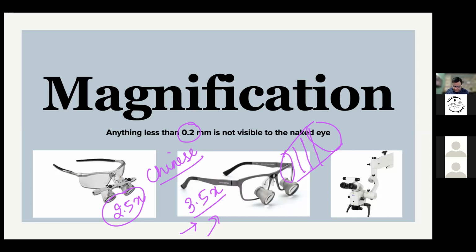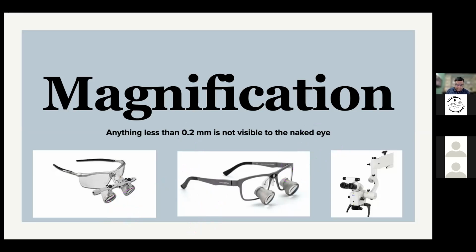So if I were to suggest a few companies, first thing, this is called a flip up loop, which can be flipped up. When you are not working with it, you can just flip it up. And this is called a TTL, which is a through the lens loop. So this is fixed. The lenses in the middle are fixed, and this is according to your IPD or interpupillary distance.